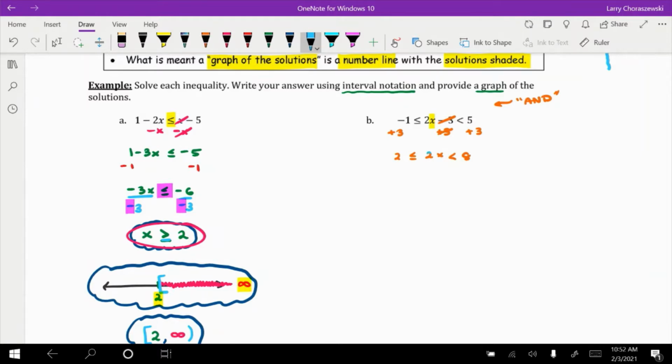That gives us 2 is less than or equal to 2x is less than 8. Next thing we want to get rid of is this 2 that's in front of x, and we can do that by dividing by 2. Now bear in mind, whatever you do to the middle, you have to do to the outsides as well. And so we'll have 1 is less than or equal to x is less than 4. And now that we have x in the middle all by itself, we've actually solved this compound inequality.